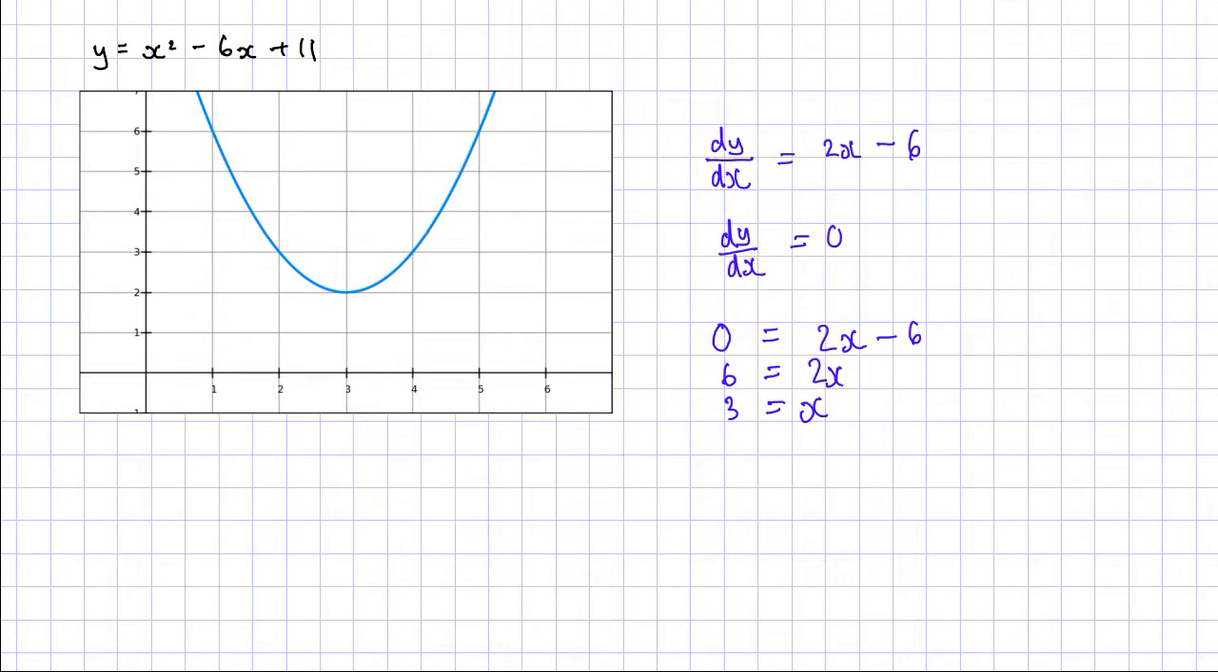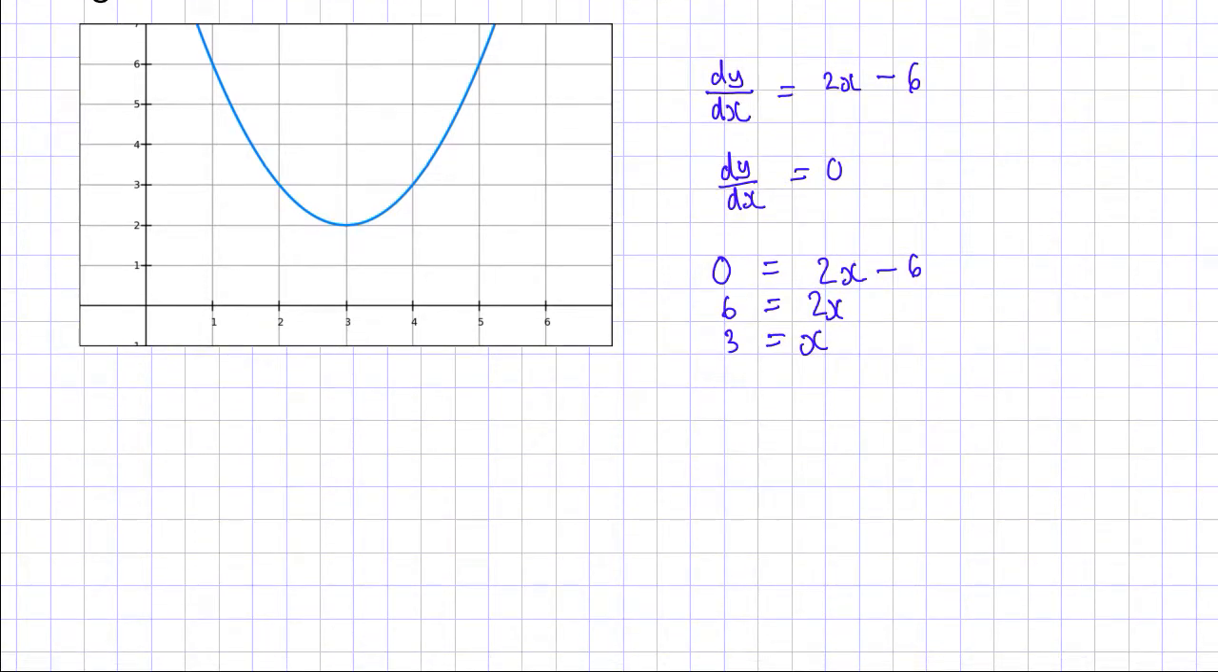Now also I can see that this turning point, or this stationary point, is actually a minimum point. So for a stationary point to be a minimum point, we need the gradient on the left hand side to be negative and the gradient on the right hand side of the stationary point to be positive. Now we can see this looking at this graph, but how would we do it if we were just working with algebra and calculus? So let's see how that's going to work.